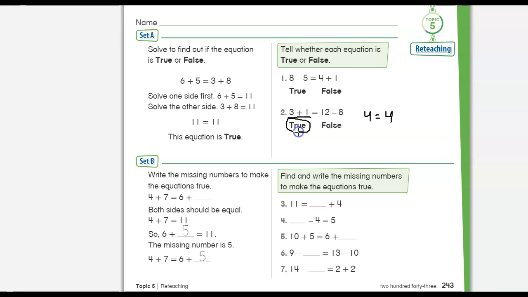So we solved this by starting with 3 plus 1, which is 4. Then we wrote our equal sign and wrote equals 4. 12 minus 8 is 4. So our equation is saying 4 equals 4. This makes it a true equation.